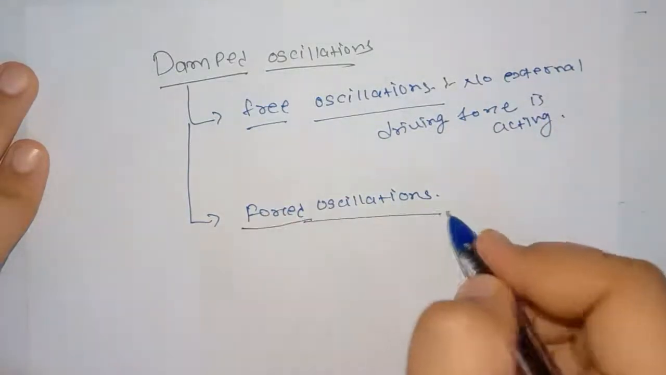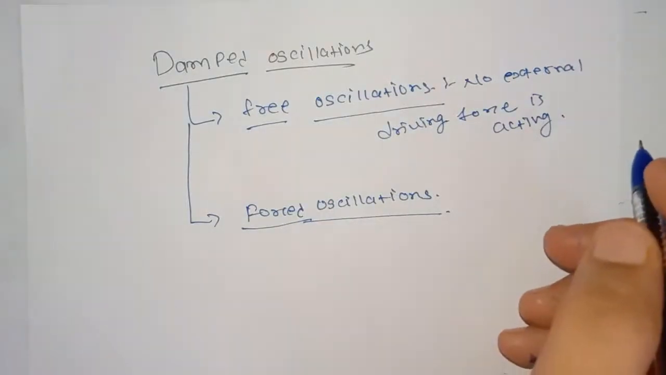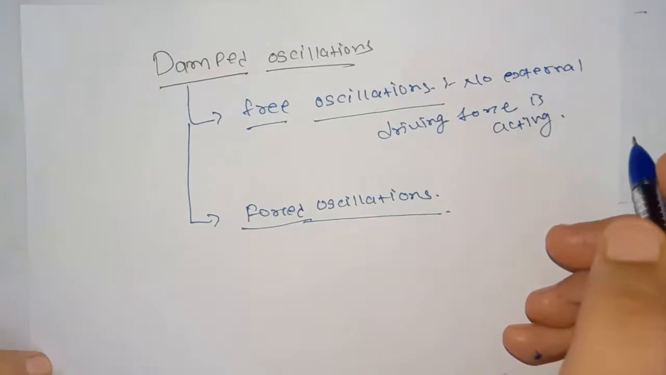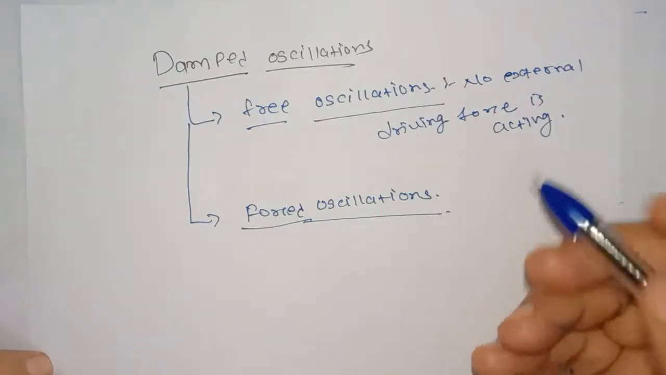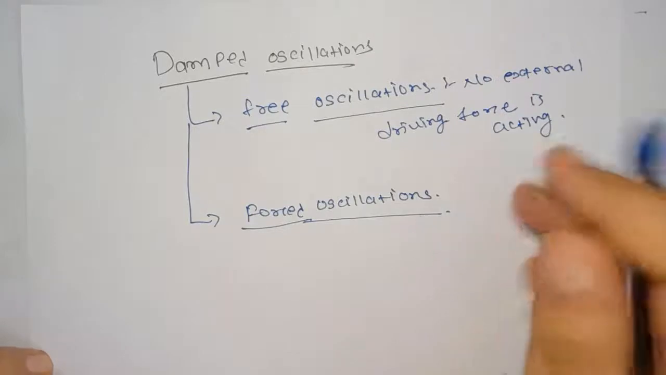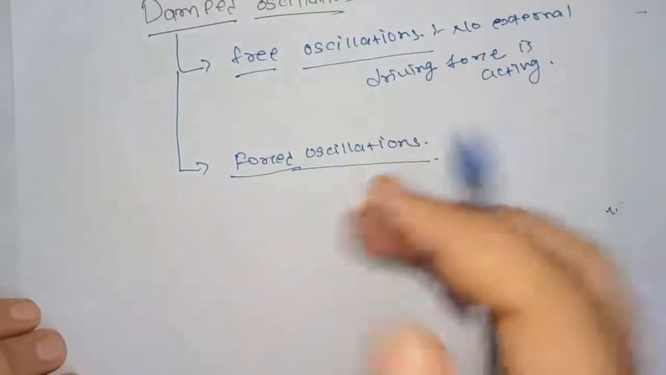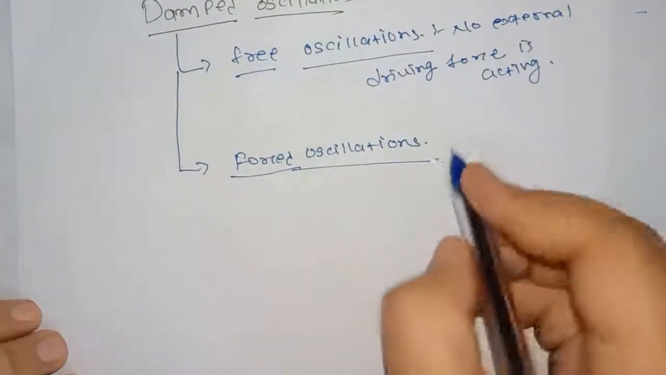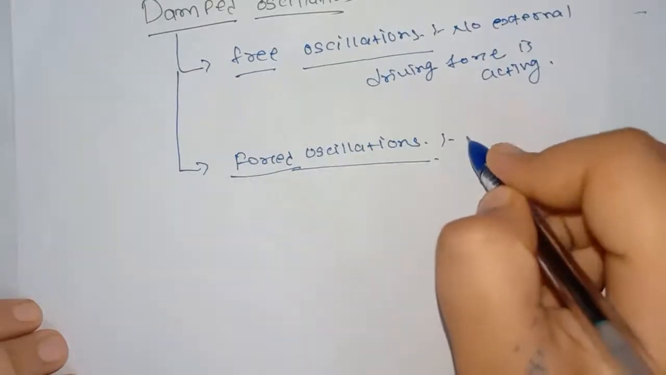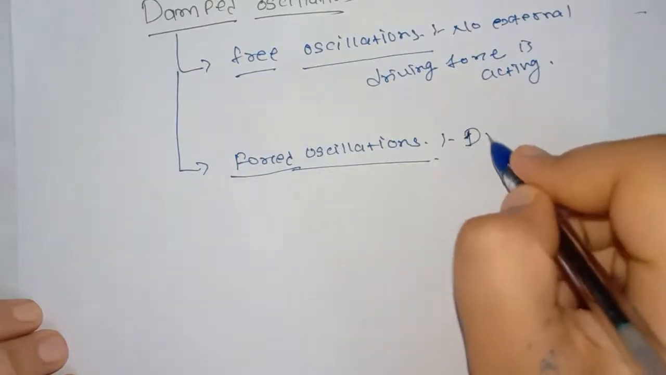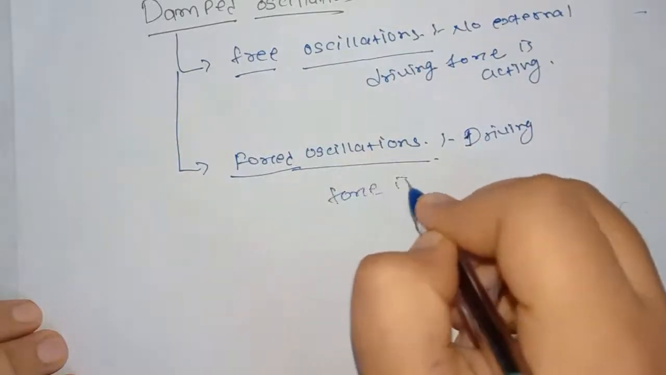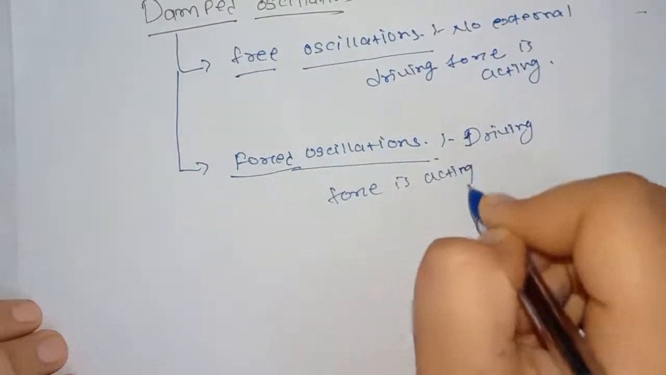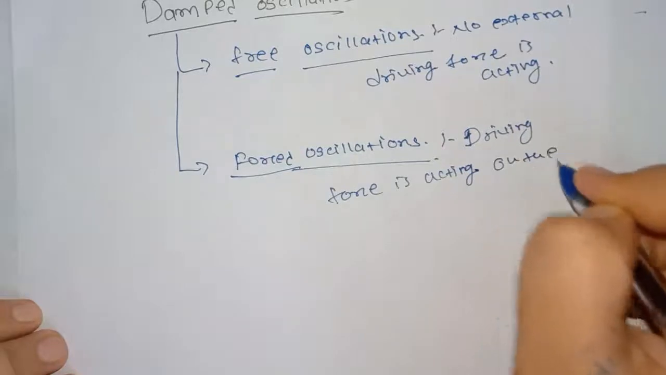But in the case of forced oscillation, to maintain a certain amplitude, we will constantly apply some force. So, in forced oscillation, there is a driving force acting on the object.